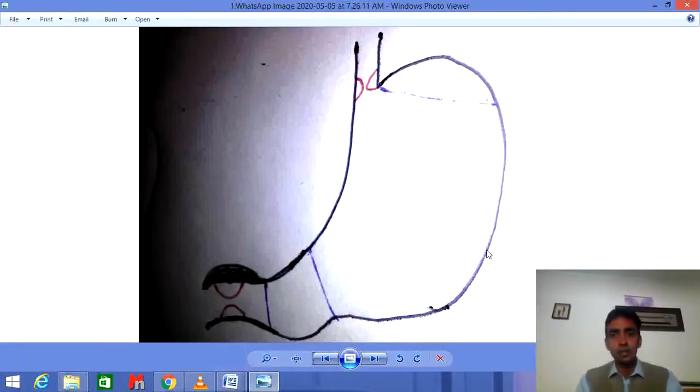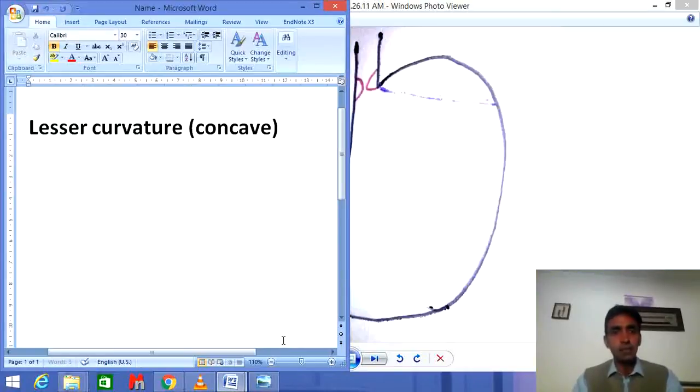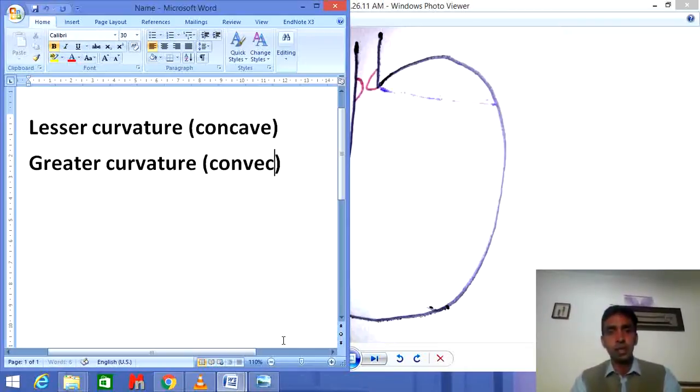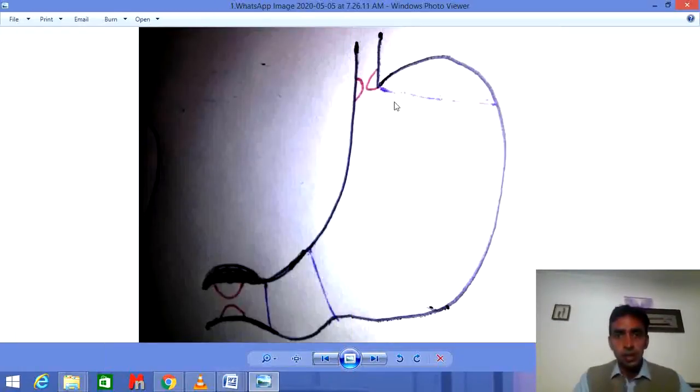This is the greater curvature. You can see the curve is greater. This side of the stomach is called the greater curvature, and this is always convex. Now this region of the stomach, up to this boundary, is called the fundus.